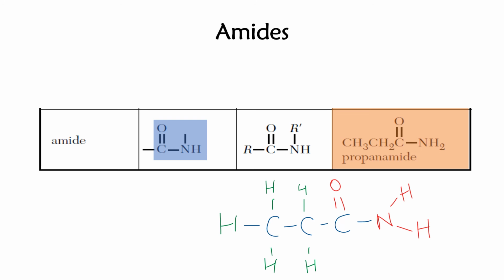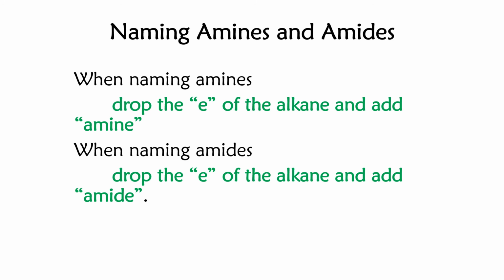If we are asked to name an amine or an amide, the first thing that we want to do is definitely identify whether we are looking at an amine or amide. The next thing we do is we drop off the E from the end of the name of the alkane. So let's say we have a methane, we have an ethane, propane, butane, whatever we have, depending on the number of carbons in our carbon chain. And then we substitute that E with the amine or amide. Let's look at some examples.